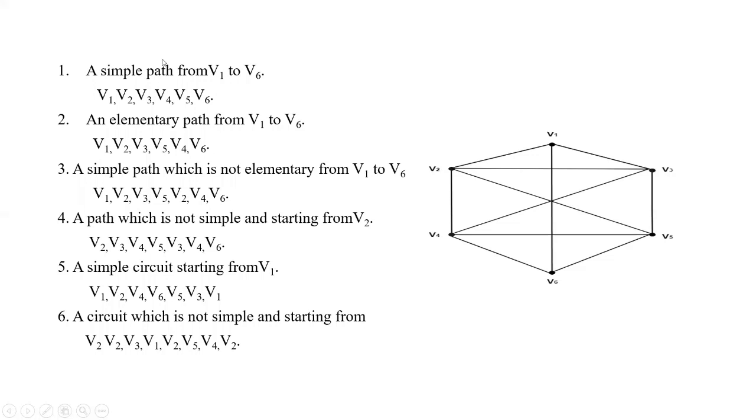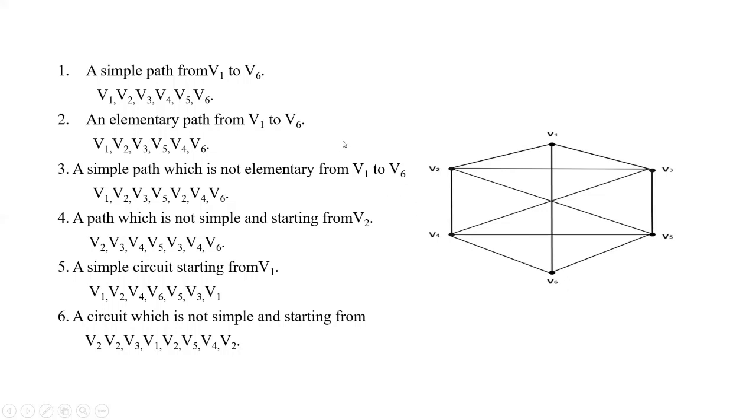So a simple path from V1 to V6: V1, V2, V3, V4, V5 and V6. We travel through different edges so no edge is repeated. This is V1 to V2 is one edge, V2 to V3, V3 to V4, V4 to V5 and V5 to V6. That is a simple path. Elementary path from V1 to V6: no vertex is repeated. This is V1, V2, V3, V5, V4 and V6.